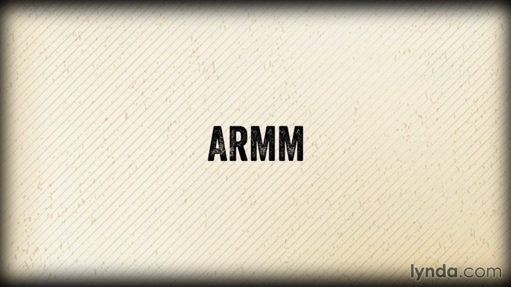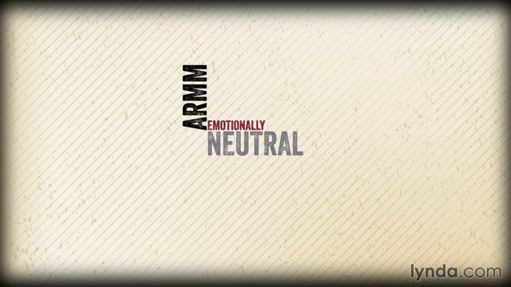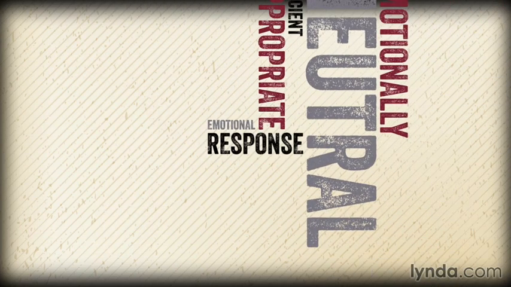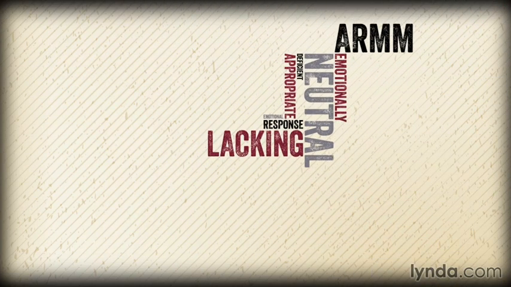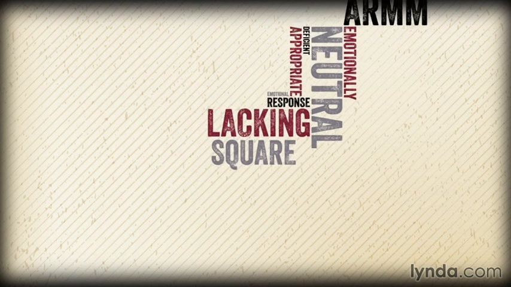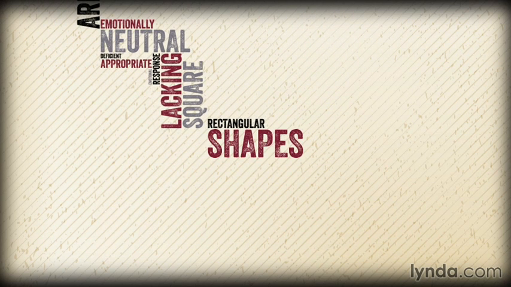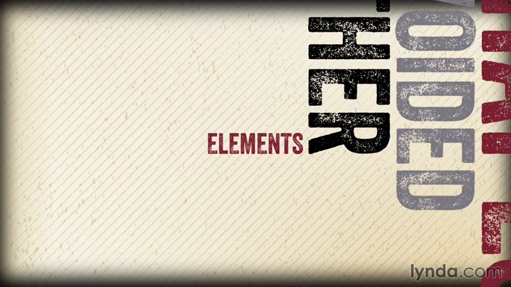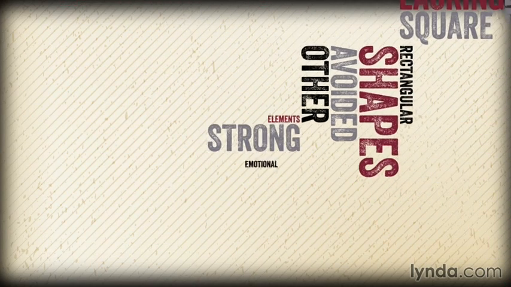One significant implication of the ARM model is that emotionally neutral logos are considered deficient. That is, logos that fail to elicit an appropriate emotional response are lacking. The resulting guideline is that square and rectangular shapes should generally be avoided in logo design. And if used, other elements in the logo will need to be strong enough to set the emotional tone.